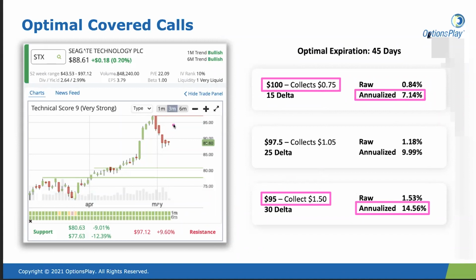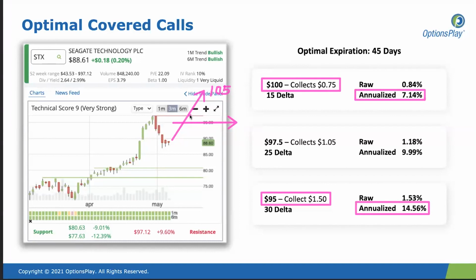So let's say you choose the 95 strike price, and the stock one day rallies up to, let's say, on some good news, or over the next few weeks, there's a really strong bull market, and the stock rallies up to 105. What happens when you put a limit order at 95 or you sell a cover call at 95?